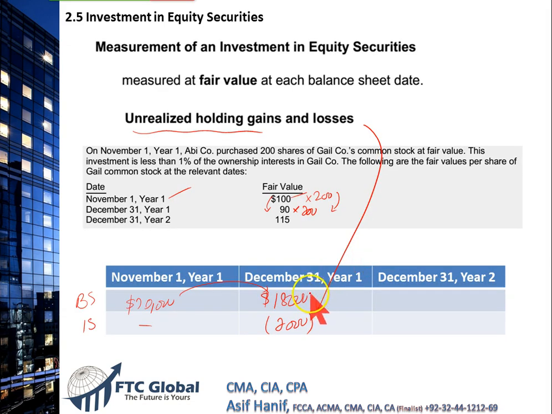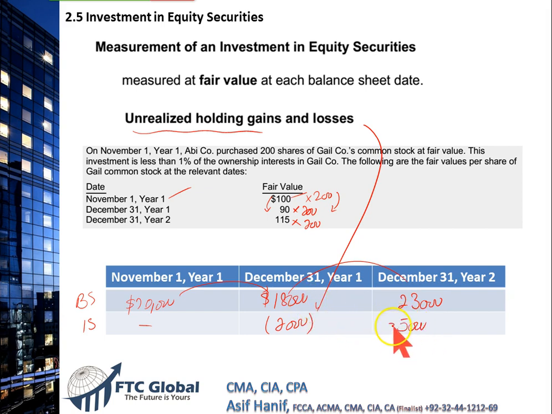We held on to these securities for the whole year, and at the end of the year, on 31st of December, the share price has gone up to 115, giving you the total value of investment, 200 shares at the rate of 115 each. Now the value of the shares has gone up from $18,000 to $23,000. Definitely there is a gain of $5,000.